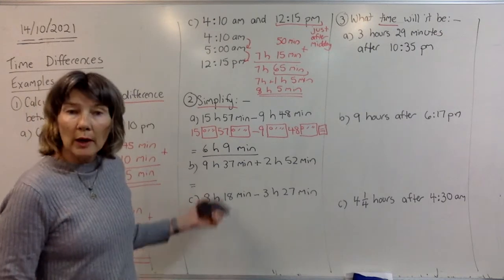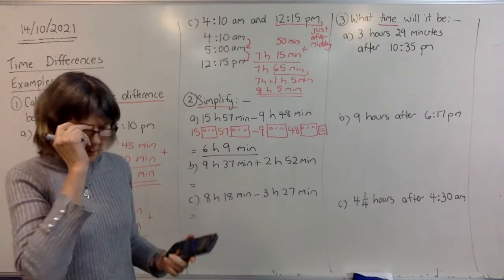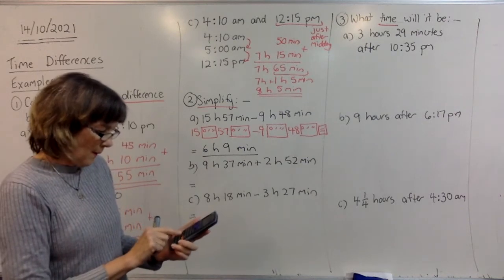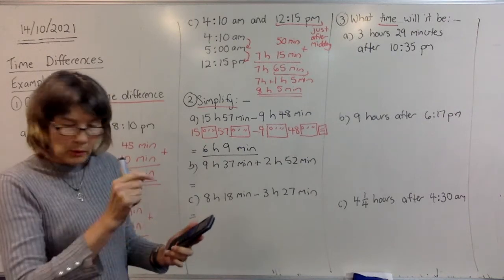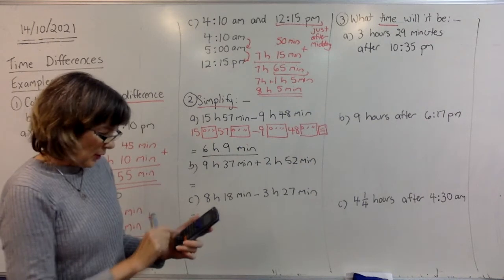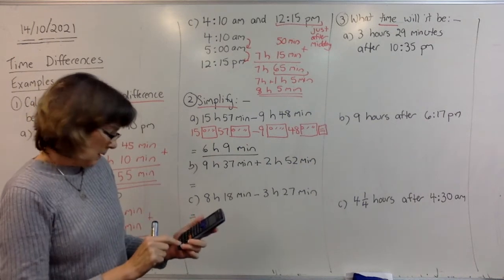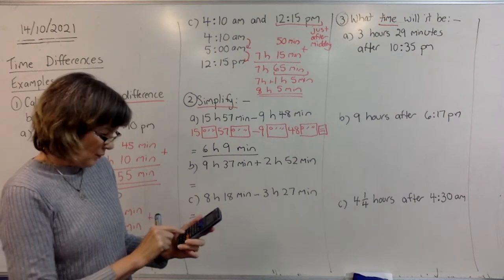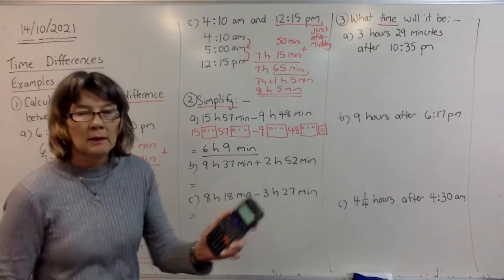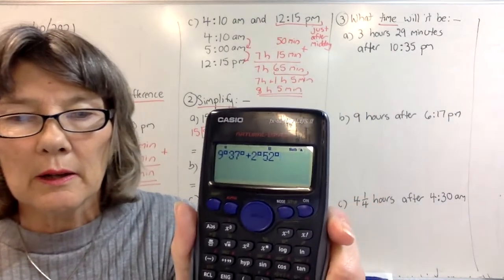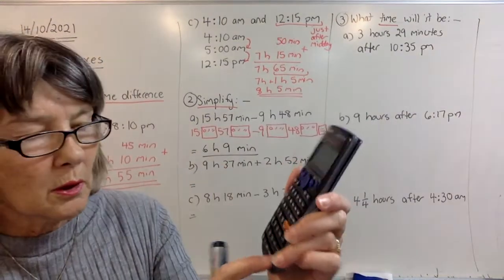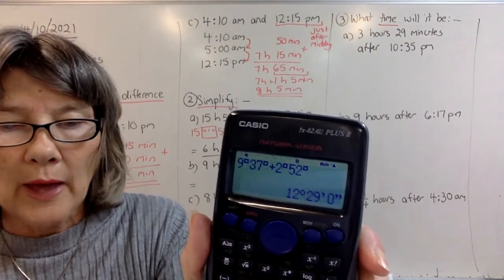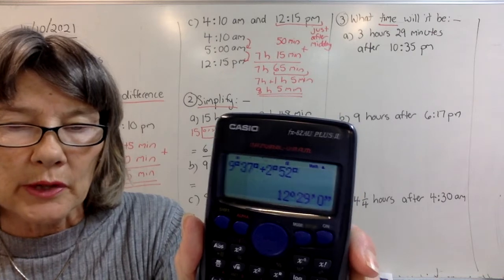All right, so we're going to try all of these on the calculator now. Right, so you can try it yourself. 9, bubble key, I'll call it the bubble key. 37, bubble key, plus 2, bubble key, 52, bubble key. Should look like that on your calculator. Press equals. 12 hours, 29 minutes, no seconds.